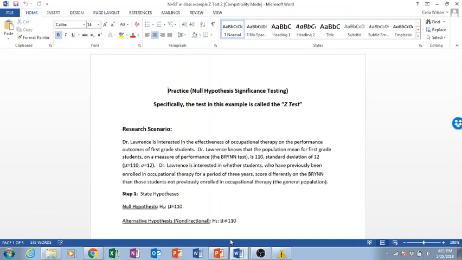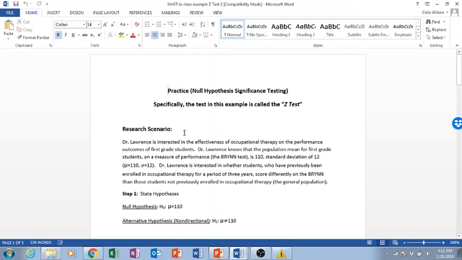Now, if you look at the material that corresponds to these videos, you'll find that there is another null hypothesis significance testing in class example, z-test. There's a 1, so this is the second example. So I encourage you to walk through it as well. It's set up the same way.